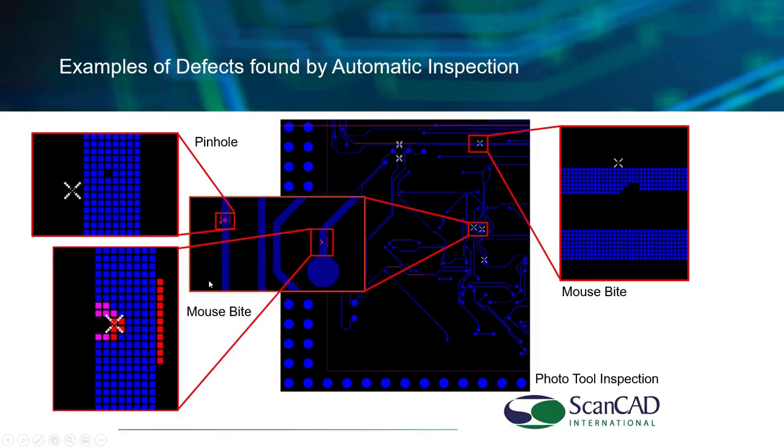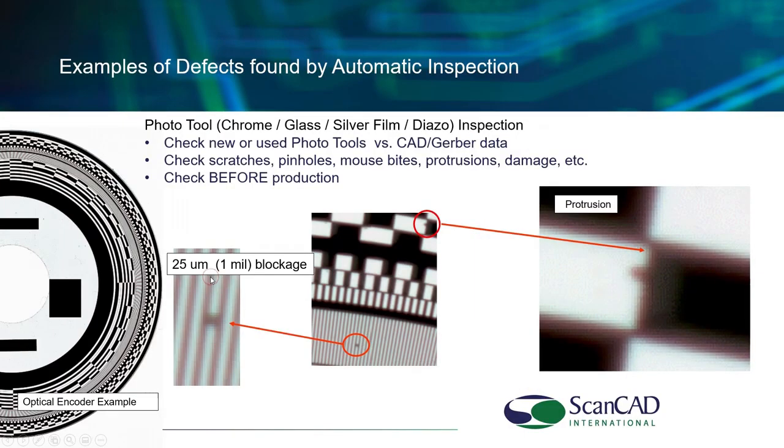And again, that was inspecting photo tools. Photo tools are used in many, many different industries. This is a glass encoder, an optical encoder used to control equipment. And again, the ability to inspect this is critical, and inspecting this manually would be very painful.